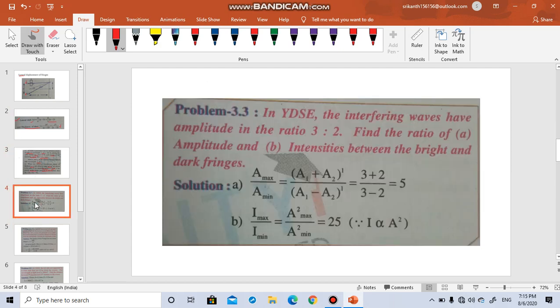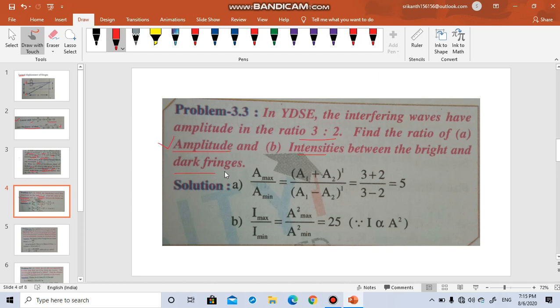In YDSE, the interfering waves have amplitudes in the ratio of 3:2. Okay, the interfering waves' amplitude ratio is given. Find the ratio of amplitudes and intensities between the bright and the dark fringes. The first question is asking you for the ratio of amplitudes.